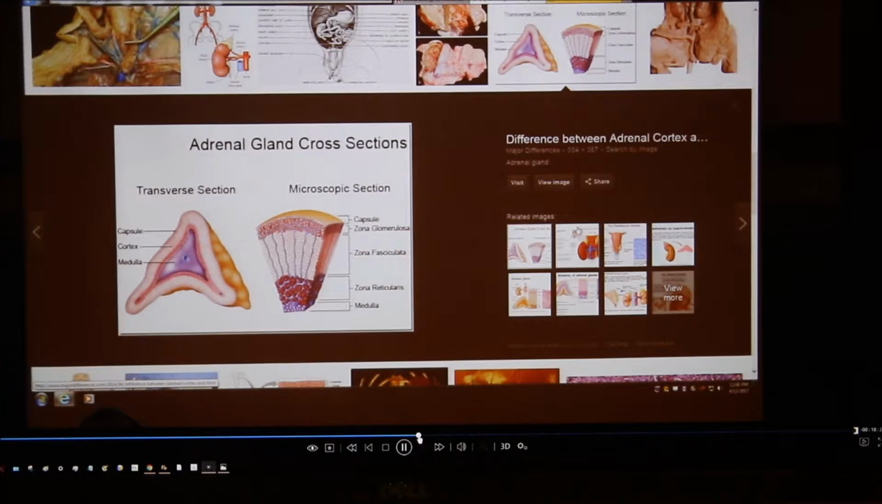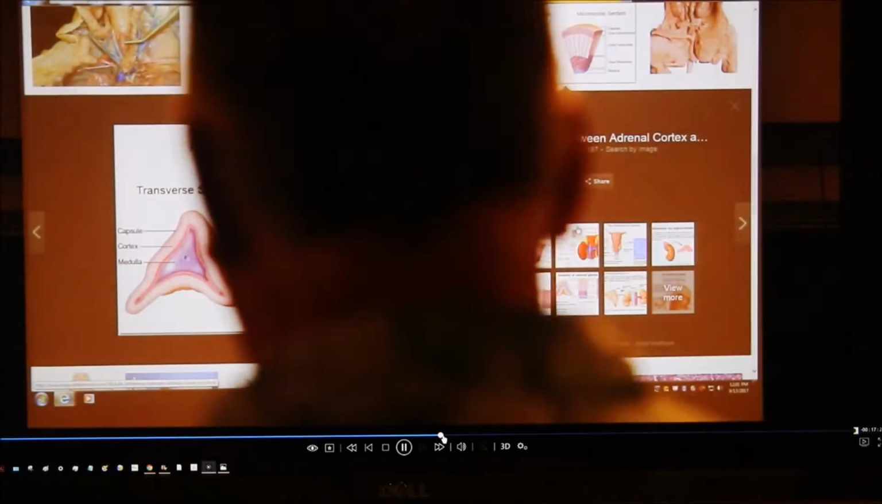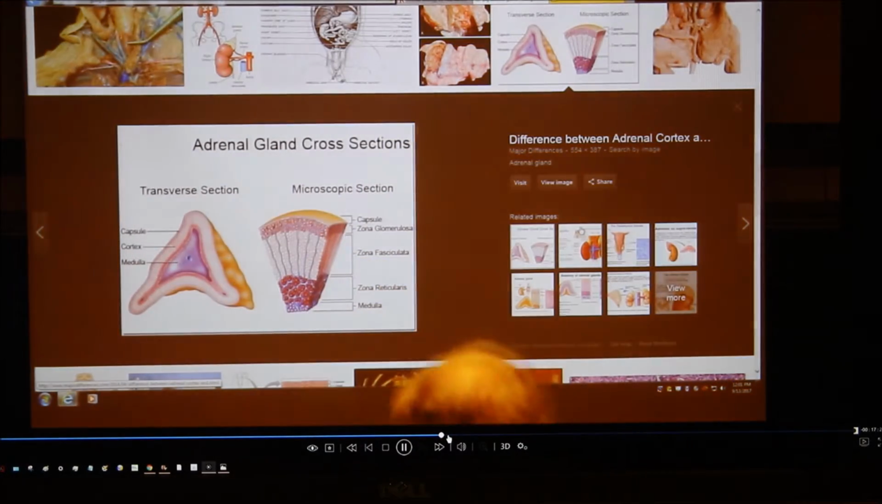The adrenal medulla releases the family of catecholamines. That's epinephrine and norepinephrine, or another way of saying that is adrenaline and noradrenaline. So hopefully people understand that epinephrine is adrenaline. So maybe more people use the term epinephrine.